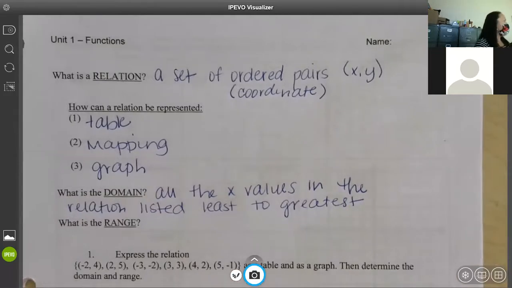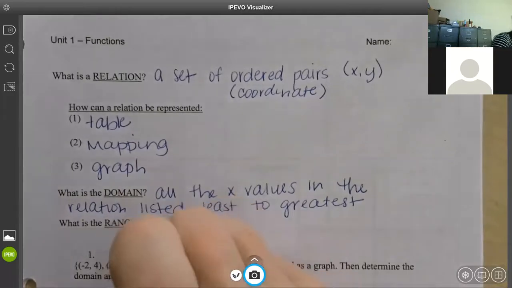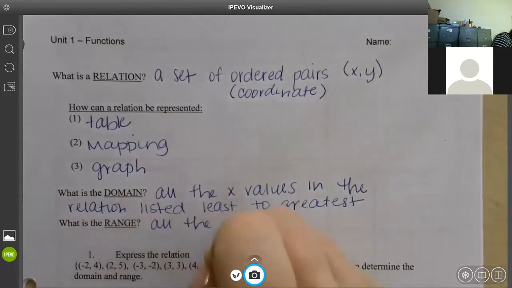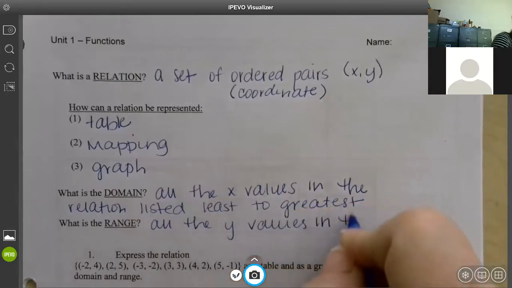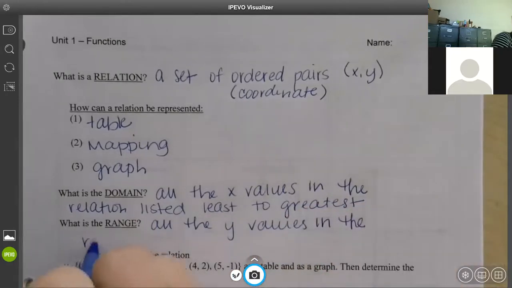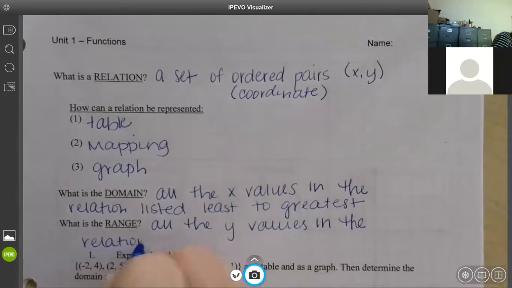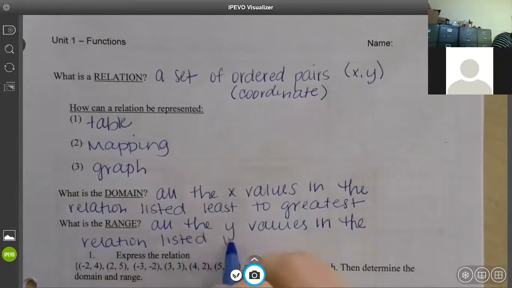And we'll go over every bit of these. This is just definitions to start with. So if you don't understand it right now, it's okay. All right. The range is the same thing except for its Y values. So all the Y values in the relation listed least to greatest.